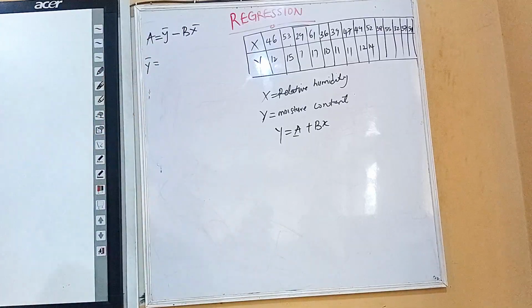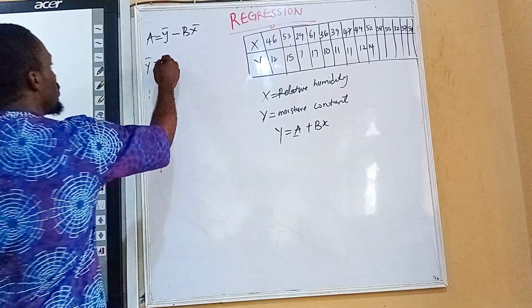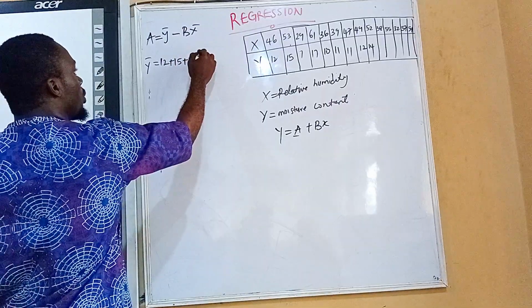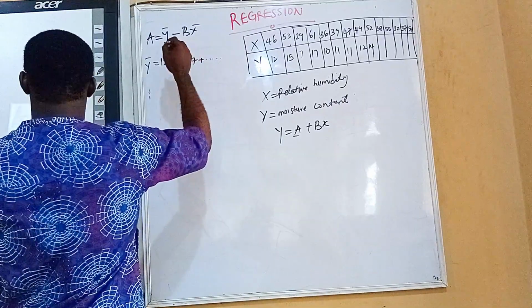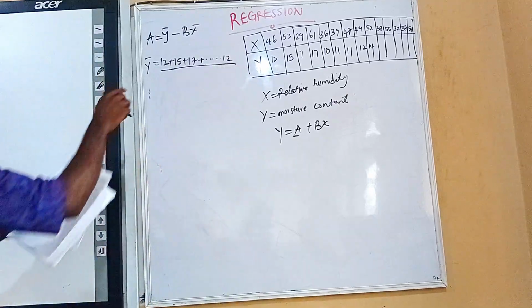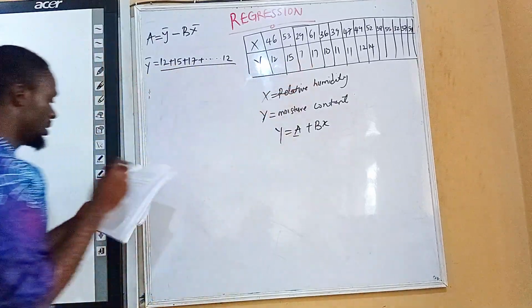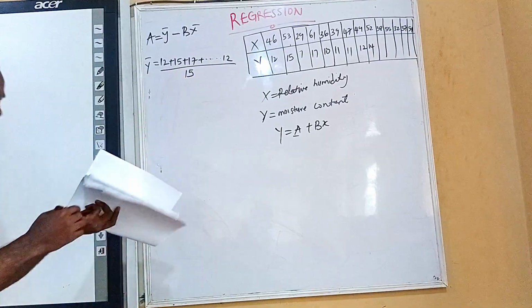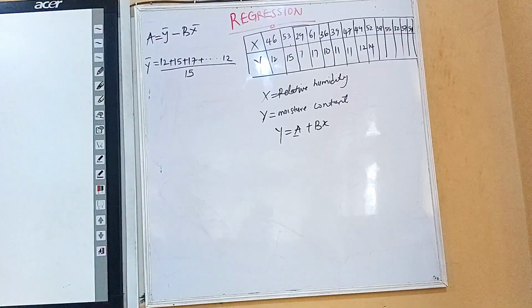So we do 12 plus 15 plus 17 up until the end, which is 12, over, you now count it. How many are there? 15. Anything you get becomes your y mean.